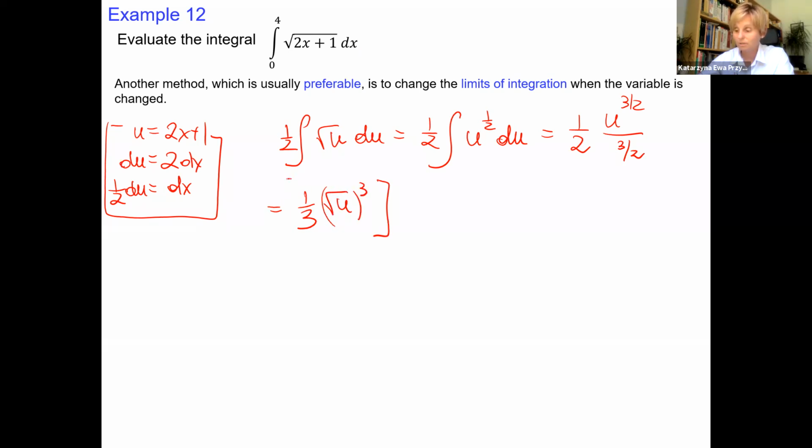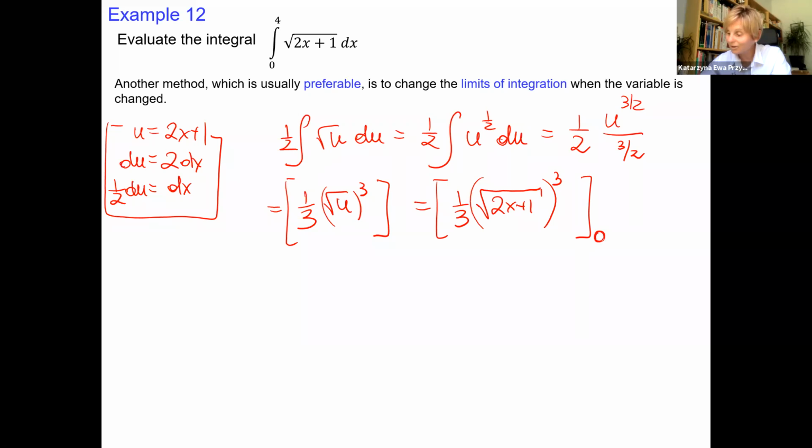And now we need the limits, but what we will do, we will finish this like we were doing with an indefinite integral. Instead of u, I will put 2x plus 1. And again, if this were an indefinite integral, I can add constant c, that's our answer. But now we have the limits. And since we get back to the original variable x, I can use the original 0 and 4 because this is an x value and this is an x value, because I do have x.